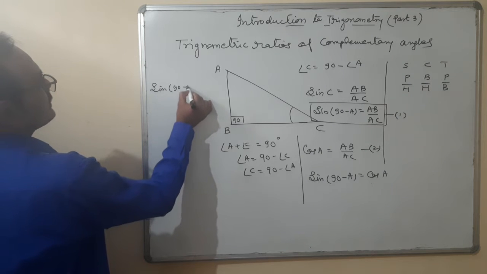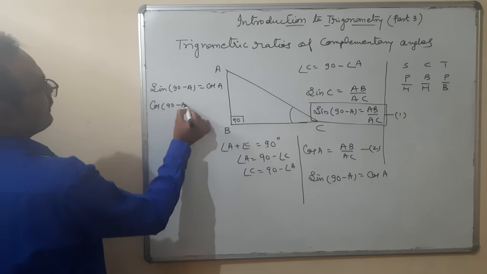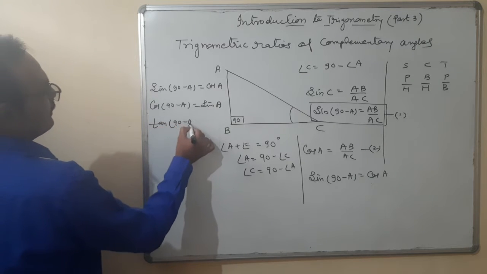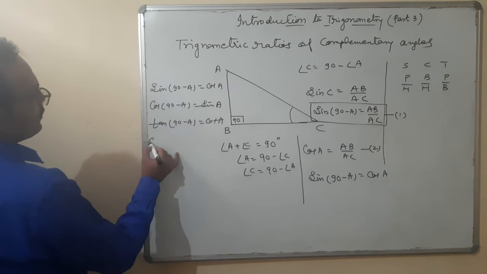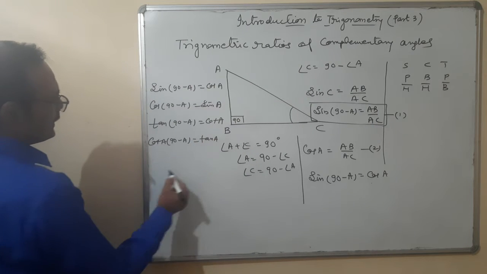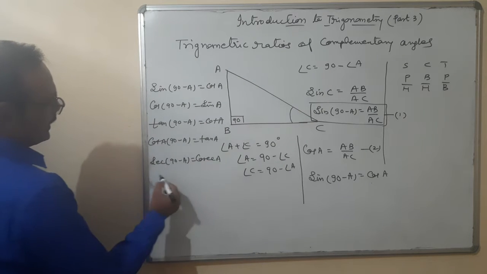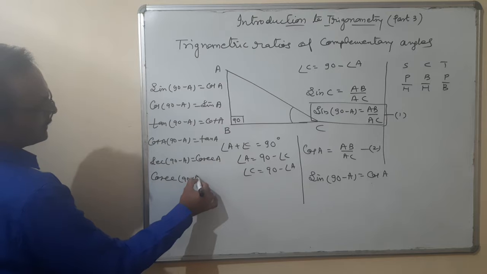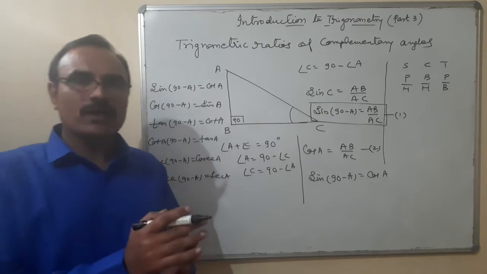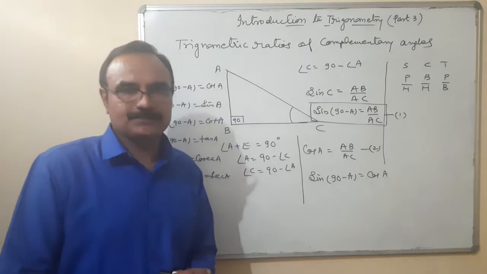Sine 90 minus A is cos A, cos 90 minus A is equal to sine A, tan 90 minus A is equal to cot A, and cot 90 minus A is tan A, sec 90 minus A is equal to cosec A, and cosec 90 minus A is sec A. These are complementary angles. Sine cos, tan cot, sec cosec. Okay. Sine 90 minus A is equal to cos A.